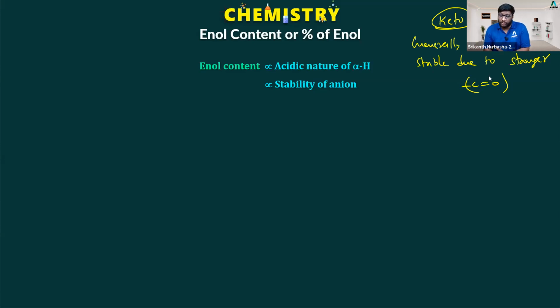Generally, keto is more stable due to the stronger C double bond O, but enol can also be more stable in cases of aromaticity, extended conjugation, and intramolecular hydrogen bonding. But now the comparison is not between keto and enol. The comparison is between the enol content of 2 different cases. Enol content stability you have to compare. The greater the enol content, the more stable the respective anion, that is, the acidic nature of the alpha hydrogen.